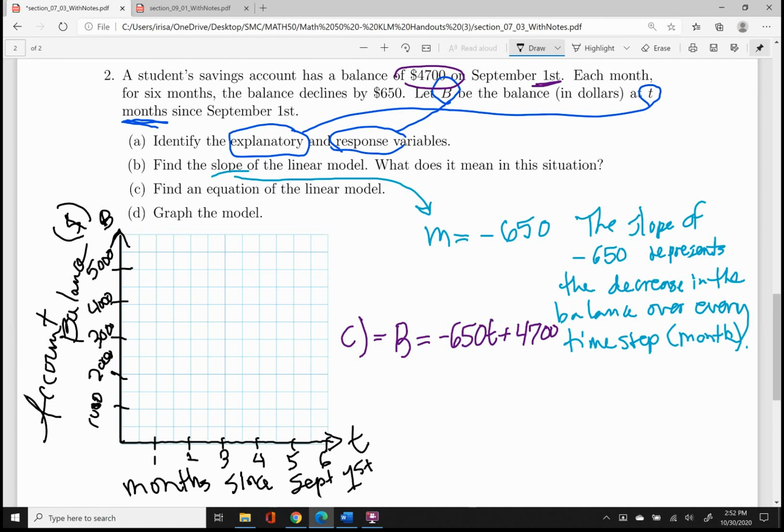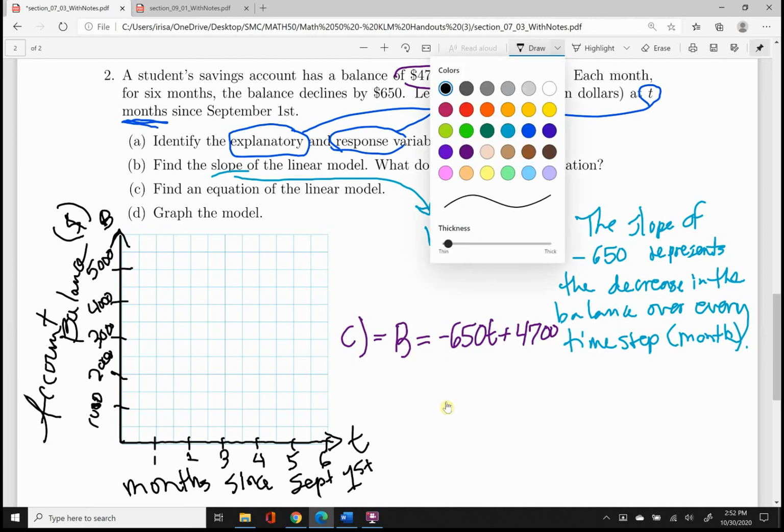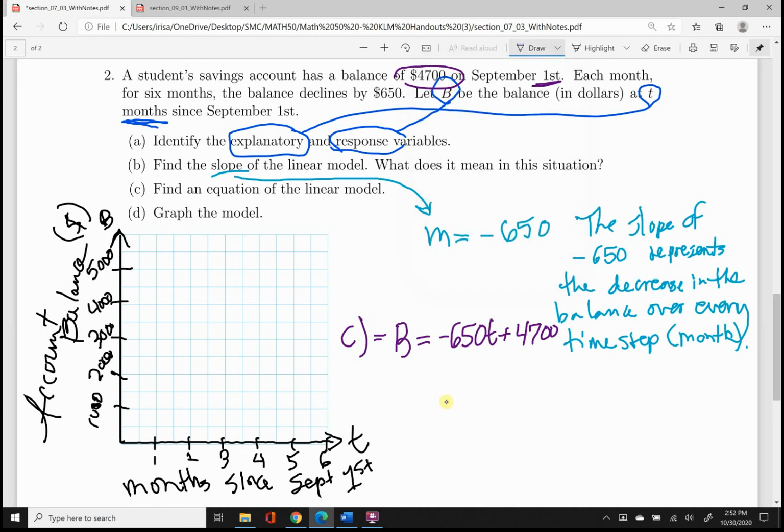All right, so we can plot our initial condition of the $4,700 on the vertical axis. And let's do it in this lavender color. That's real pretty. Okay, so 4,700 is going to be between 4,000 and 5,000, halfway-ish, a little bit below, in fact.